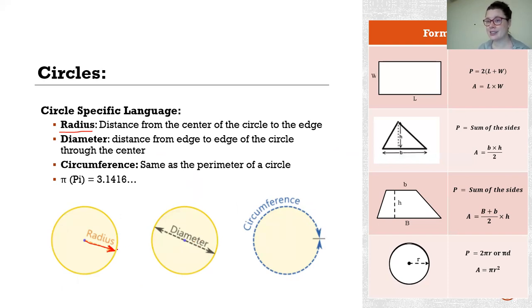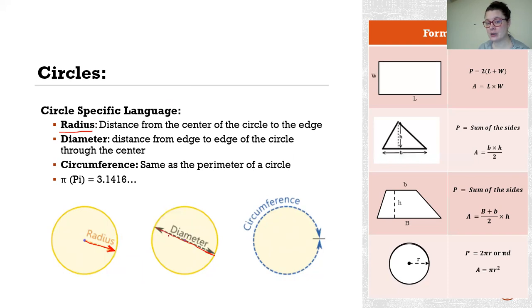Diameter divides the circle into two sections. So radius doesn't divide the circle, right? It doesn't cut it in half. It just goes from the middle to the outside. Diameter is like cutting or dividing the circle into two sections, goes right through the middle. So that might help you remember which one is from the middle to the outside and which one cuts it in half. Just using a little bit of wordplay there. So it's a distance edge to edge. It always will go through the middle.